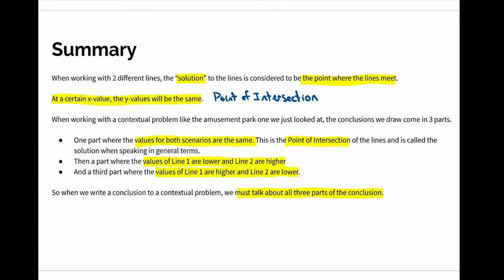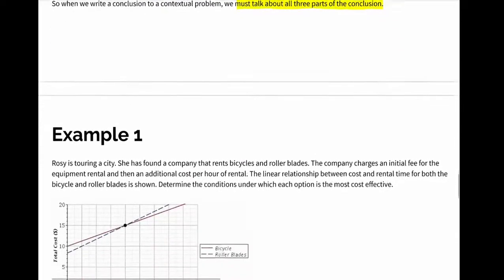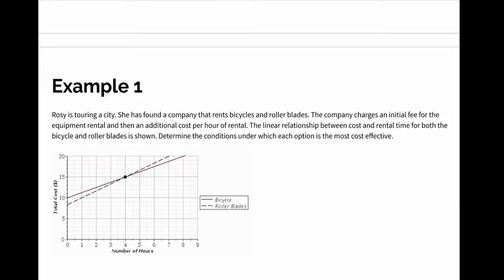Those are the three scenarios that we have to talk about. Let's look at another example. So Rosie is touring a city. She has found a company that rents bicycles and rollerblades. The company charges an initial fee for the equipment rental, and then an additional cost per hour of rental. The linear relationship between cost and rental time for both the bicycle and rollerblades are shown.